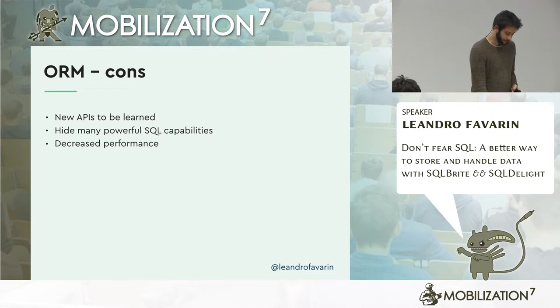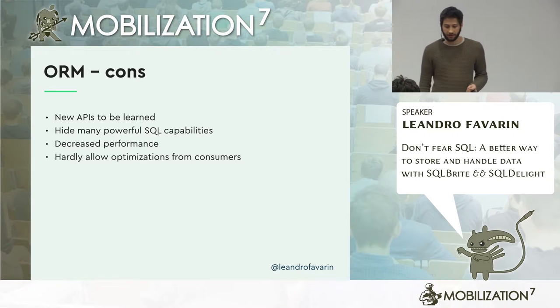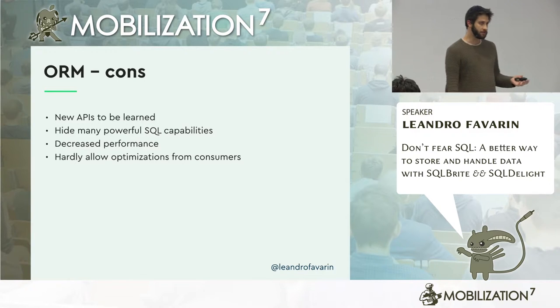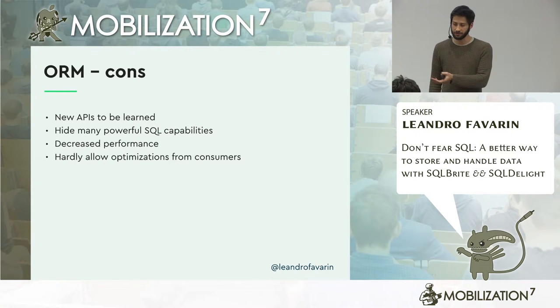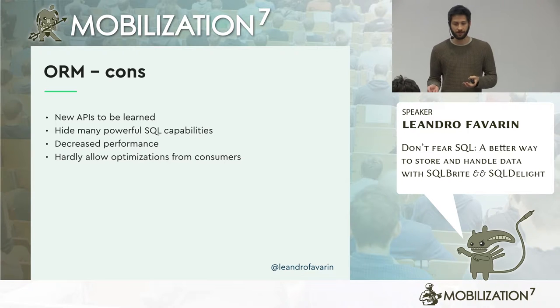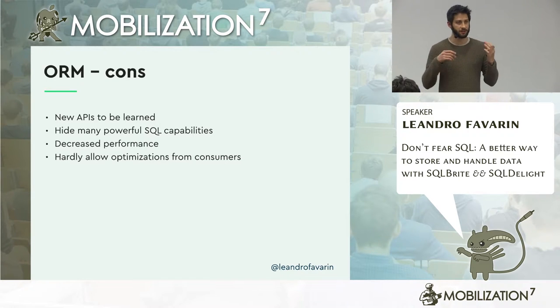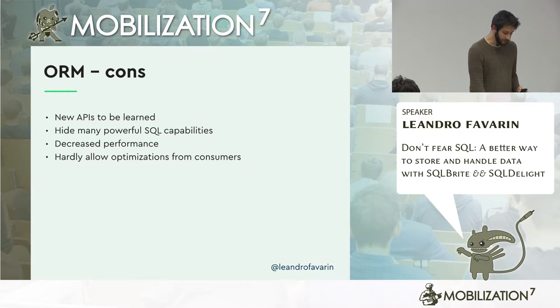And it hardly allows optimization for consumers. Because again, it's fine if the object-relational mapper just queries a list of Foo, but once you want something more complex, the library cannot know how you want to do your query. It can potentially trigger more queries, instantiate more objects or fewer objects, or can even traverse the relationships of the objects as you consume them. And so it can be very, very complicated.